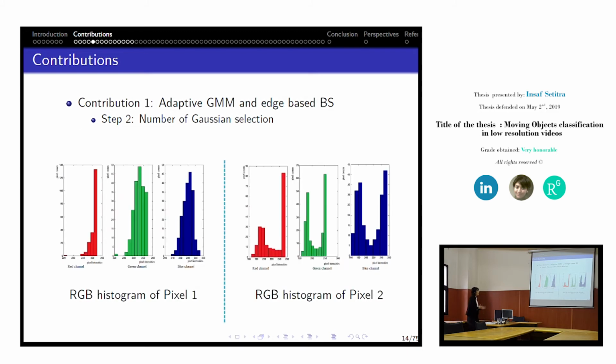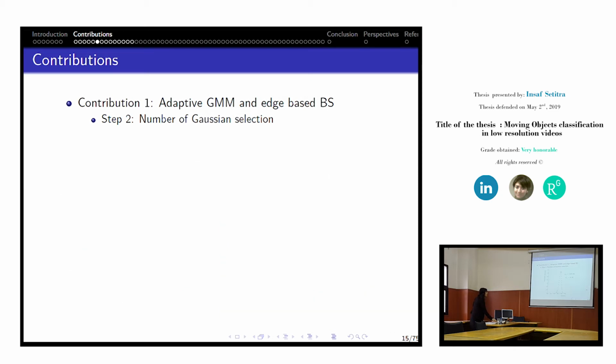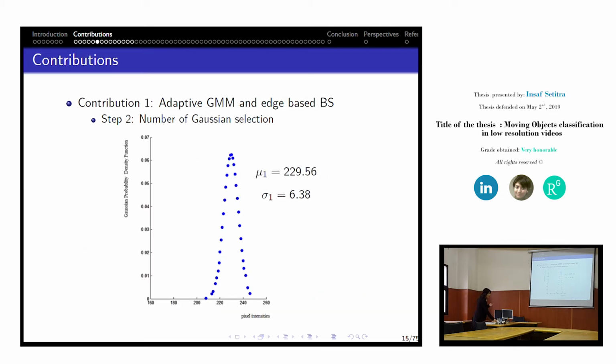In order to explain how the number of Gaussians is selected, let us consider two pixels with their temporal vectors. It is already clear from the histograms that the first pixel is monomodal, while the second one is multimodal, especially in the third channel. The Gaussian distribution of the first pixel is given by a mean of 229 and standard deviation of 638, and for the second one, a mean of 210 and standard deviation of 30.